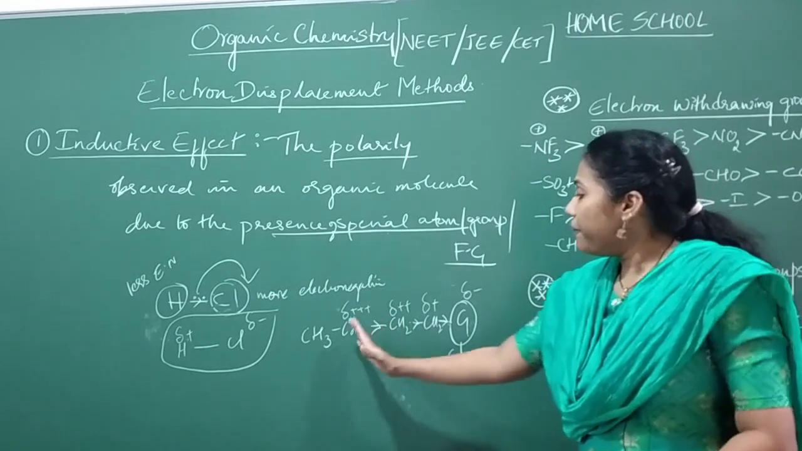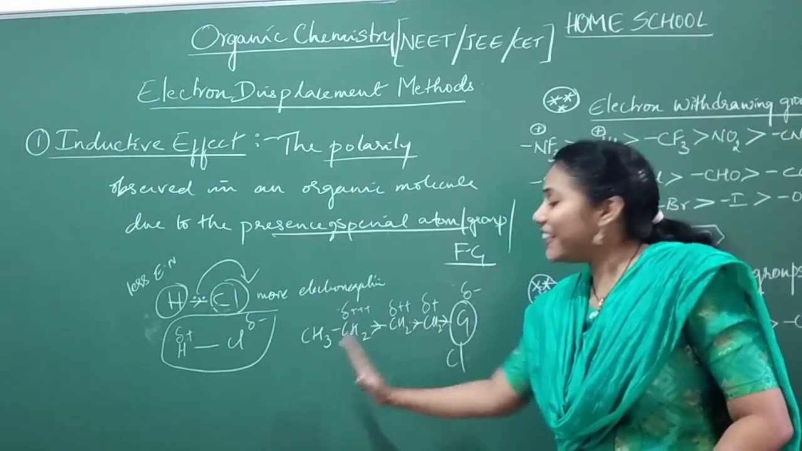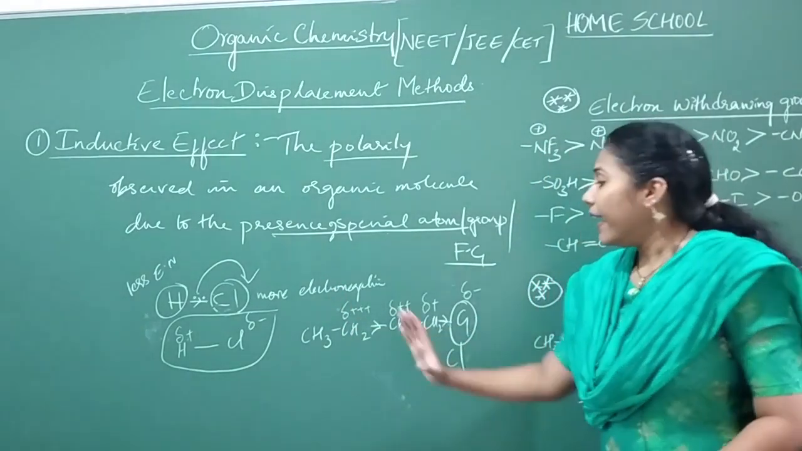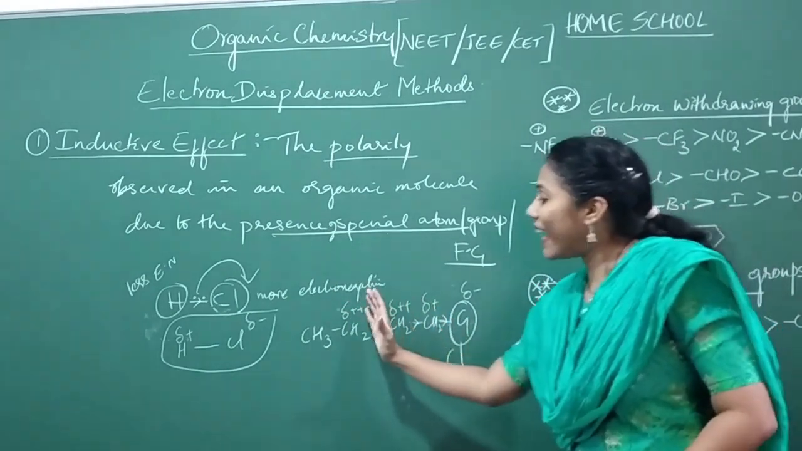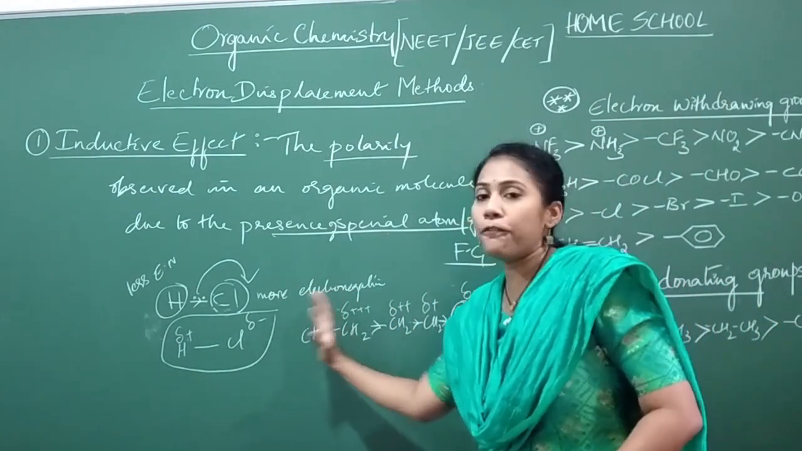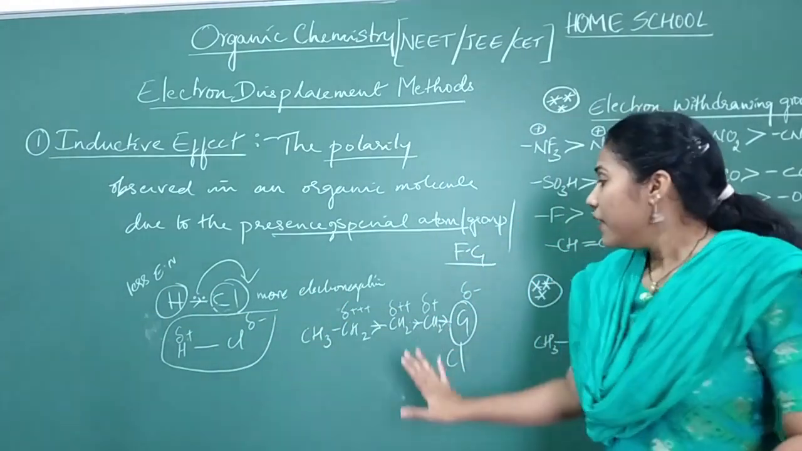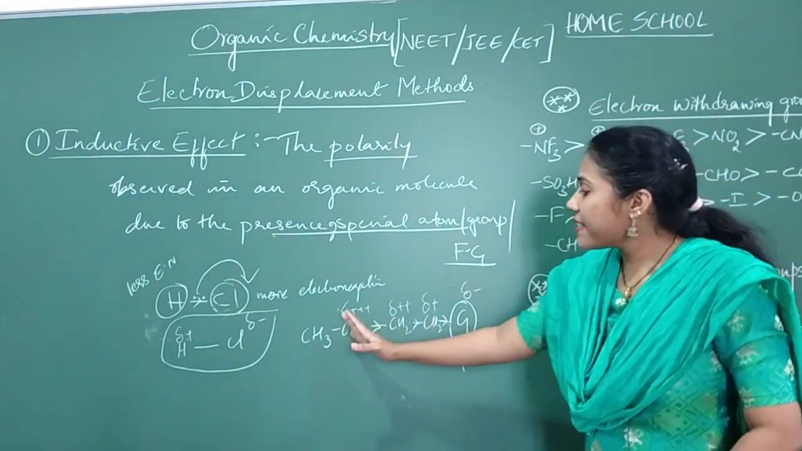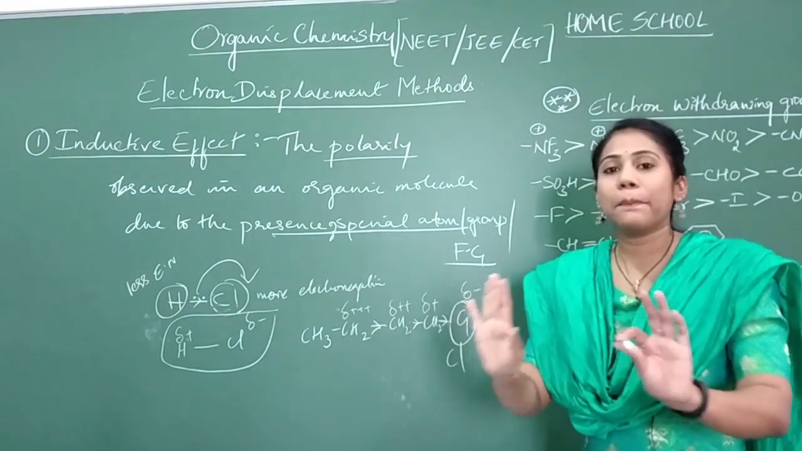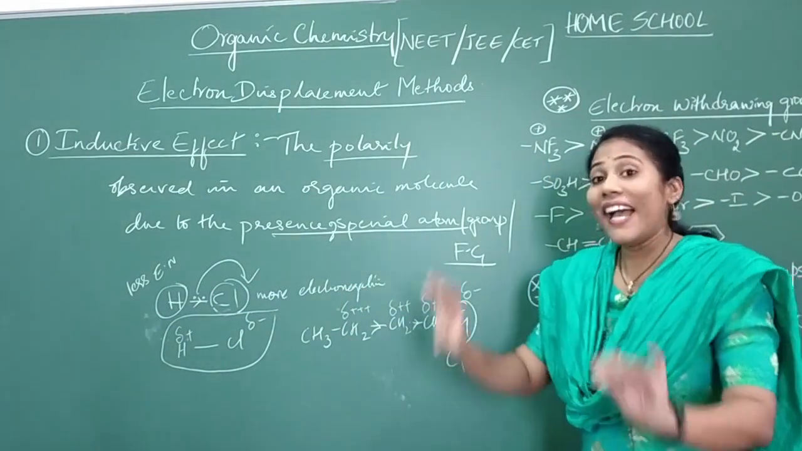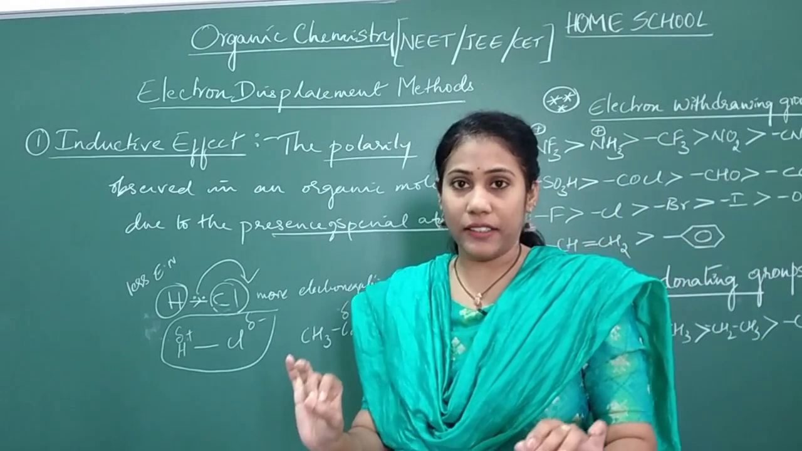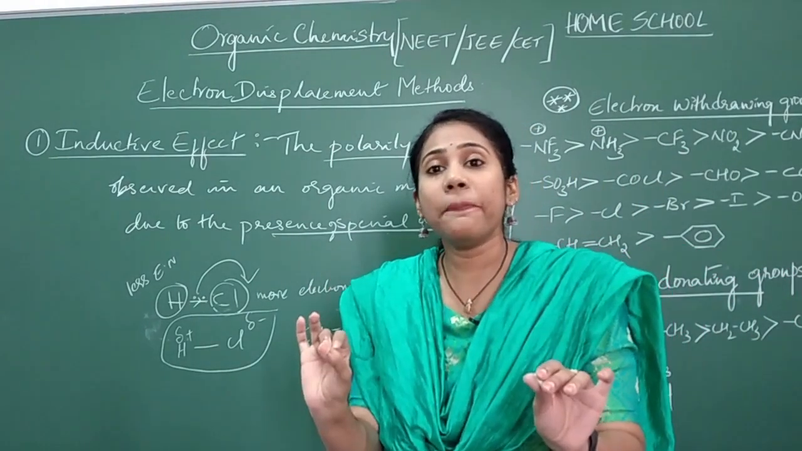Okay, and the effect is seen only till 3 carbons. The effect is not carried over to the 4th, 5th and 6th carbons, if they are there. Got it? So this inductive effect is seen only till 3 carbons. And this is a permanent effect.